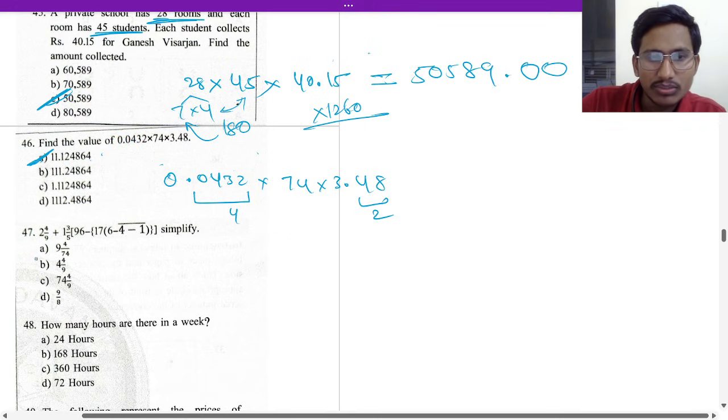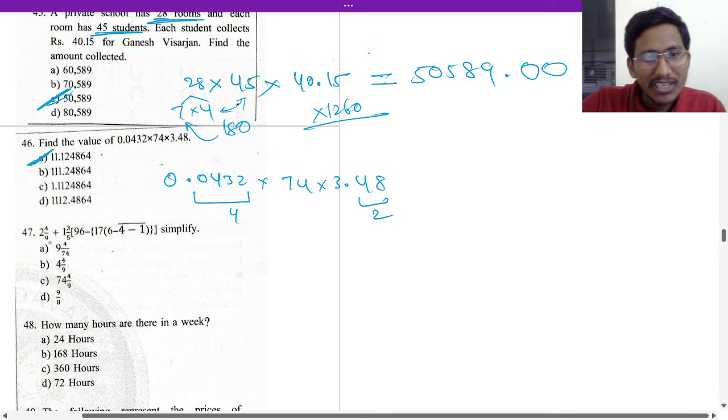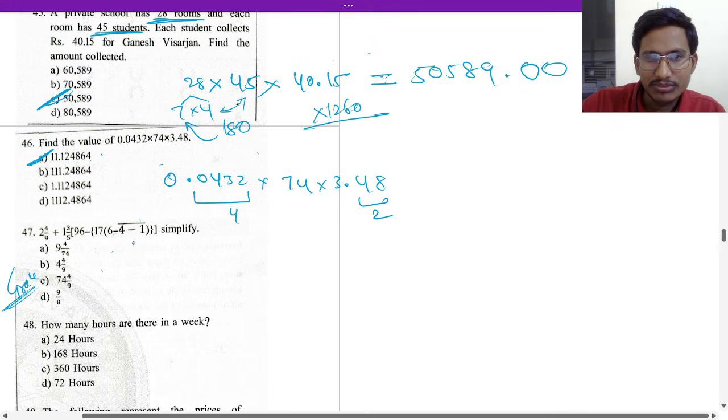Now 47 would be a grace for you, because in Navodaya it is an improper fraction, that is, unlike fractions are there. Or if you want to do it, let me do it. You can take it as grace or you can do it. 4 minus 1, we have to first solve the unit column. 4 minus 1 is 3. So 6 minus 3, the answer is 3.